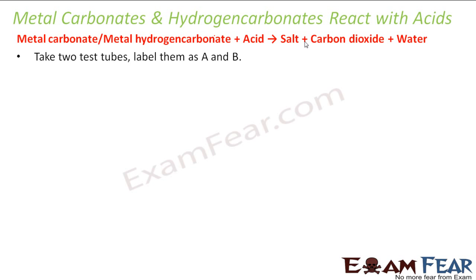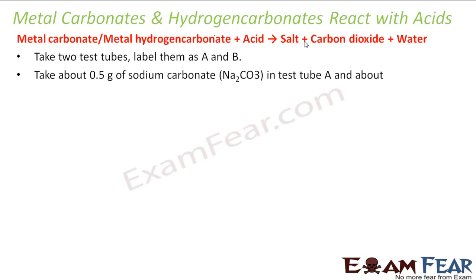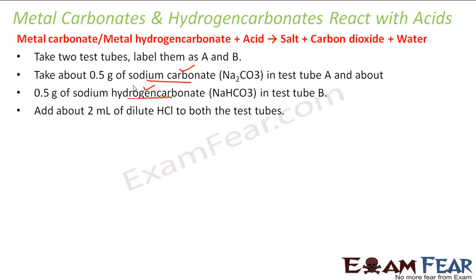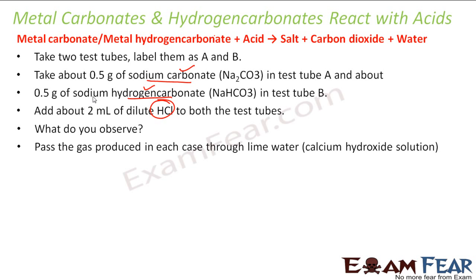We'll take some activity on this. We'll take two test tubes and label them A and B. We'll put about 0.5 grams of sodium carbonate in test tube A and about 0.5 grams of sodium hydrogen carbonate in test tube B. I'm doing both in one shot. In both cases I'm adding acid, and you observe that gas is produced in both cases. When you pass this gas through lime water, it turns milky. That means carbon dioxide gas is produced.